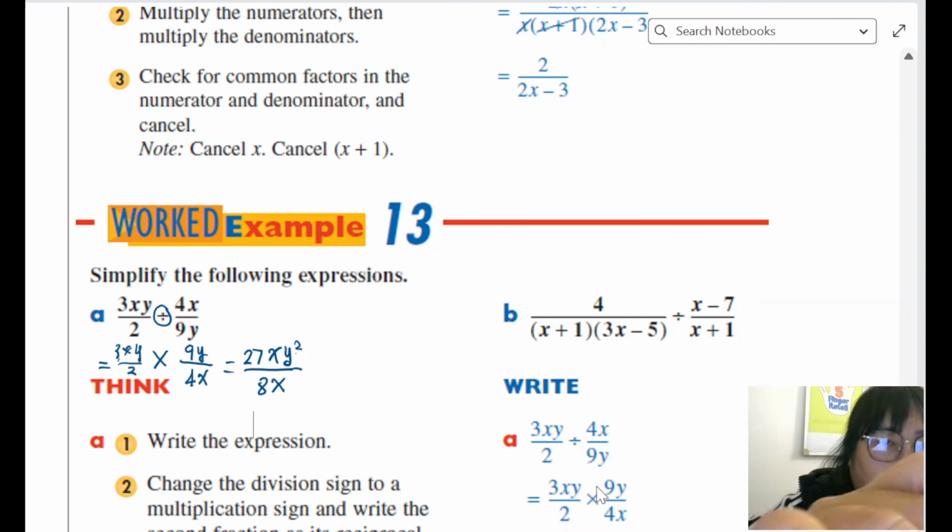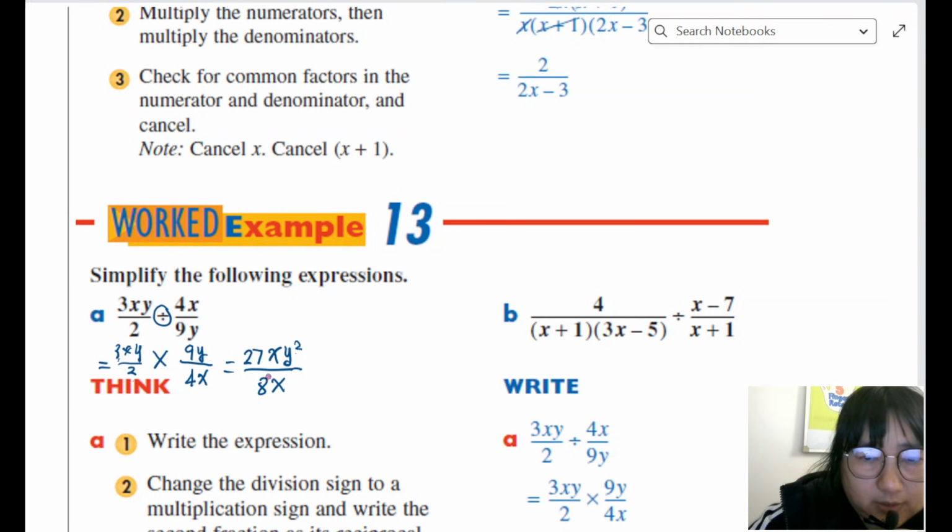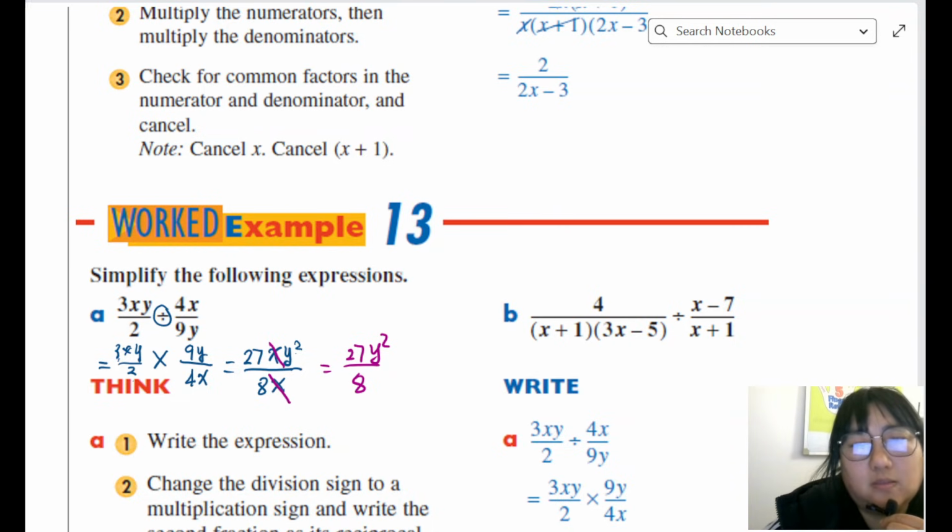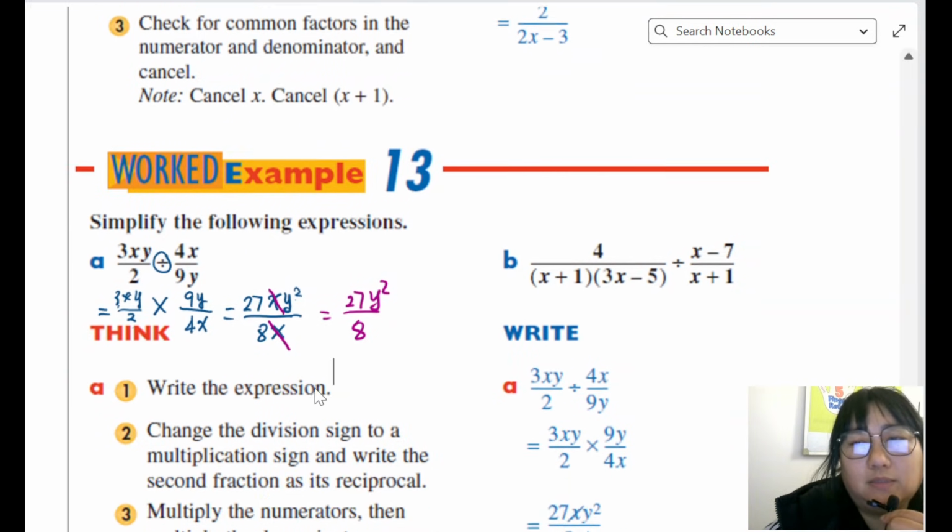Now I will check, can I simplify anything or cancel any common factor? X and x, definitely. And 27 and 8, there's no common factor. So the answer is like this. Okay, so that is division.